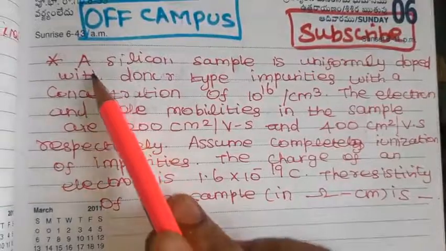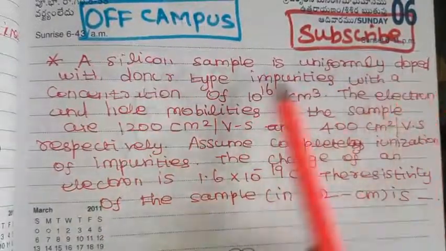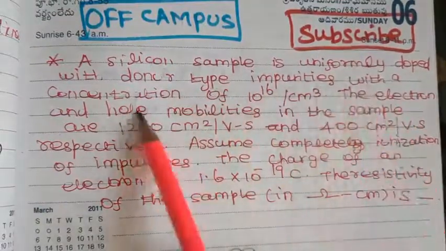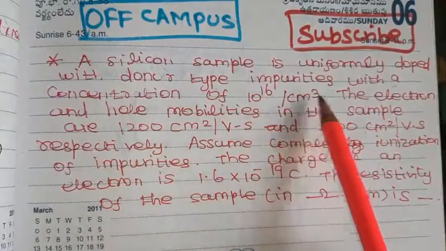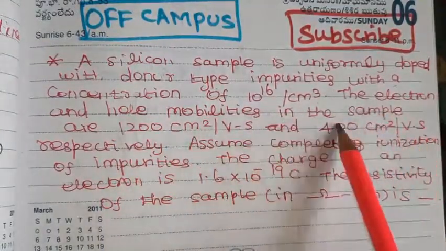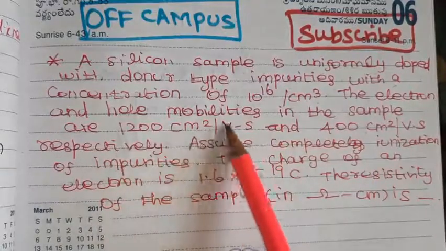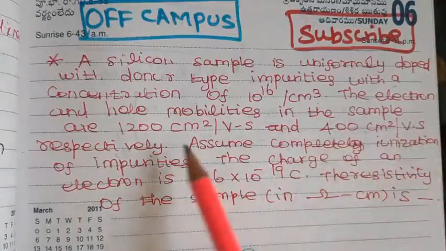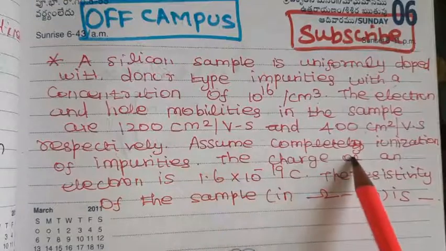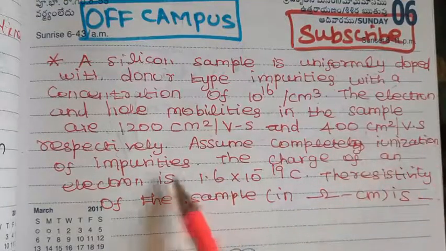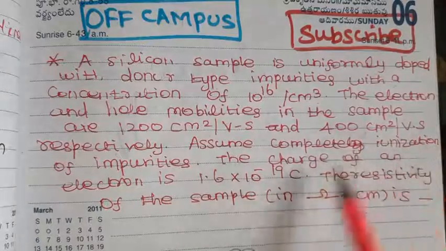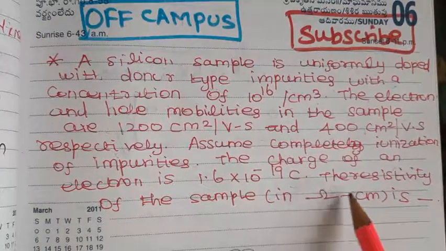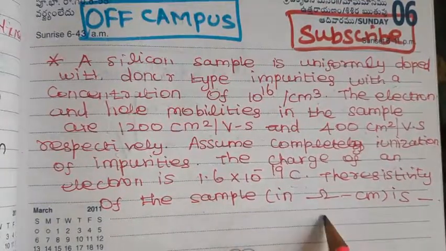This one question: a silicon sample is uniformly doped with donor type impurities with a concentration of 10 power 16 per centimeter cube. The electron and hole mobilities in the sample are 1200 centimeter squared by volt second and 400 centimeter squared by volt second respectively. Assume complete ionization of impurities. The charge of an electron is 1.6 into 10 power minus 19 coulombs. The resistivity of the sample in omega centimeter.